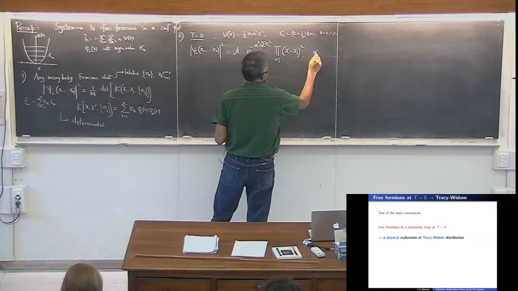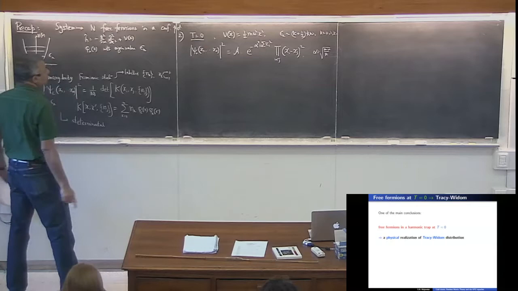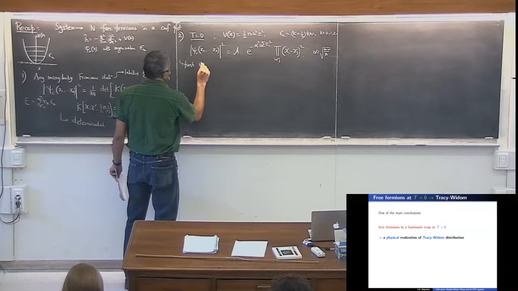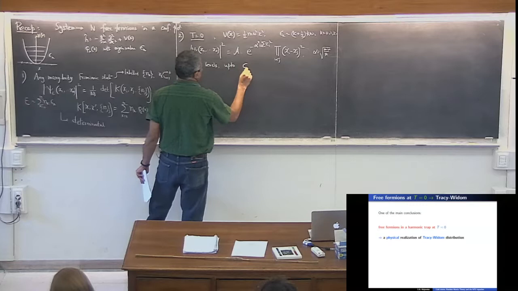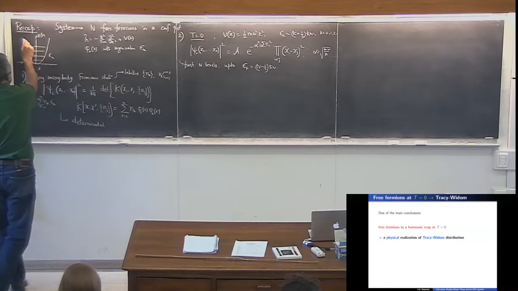Okay, so here we are just occupying the first N levels, up to the Fermi level. And the Fermi energy is just k equal to N minus 1. So you occupy the first N levels, up to the Fermi level.